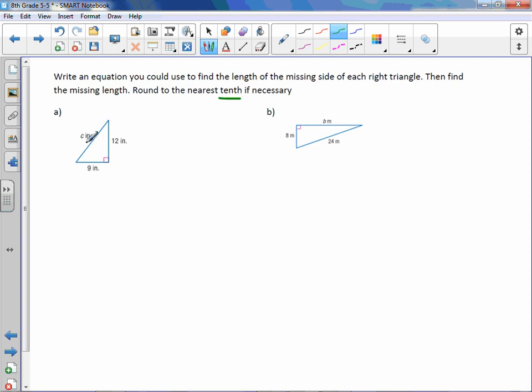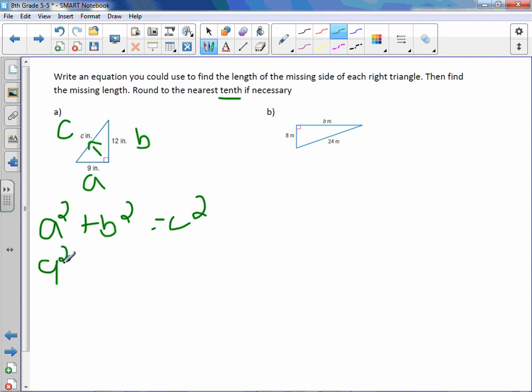So here, it tells us that this is our c value, but if it didn't have c and just had a normal variable like x, I would know it's the hypotenuse because it's across from the right angle. The other two are a and b. It doesn't matter which one is which. So let's start by writing a squared plus b squared equals c squared. A is 9, so 9 squared, plus b is 12, so 12 squared equals, and I don't know c squared. So let's solve this equation.